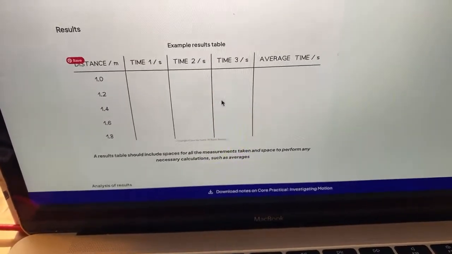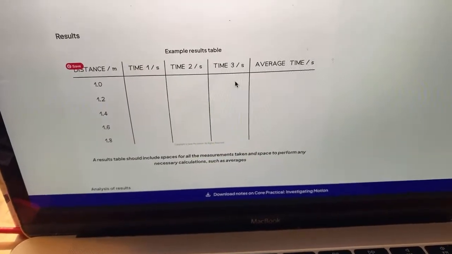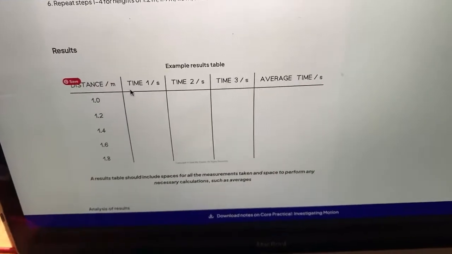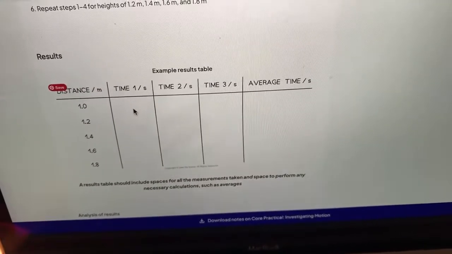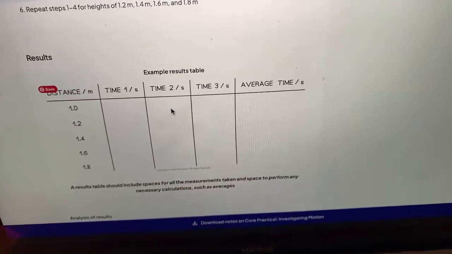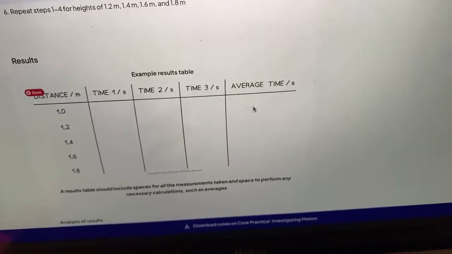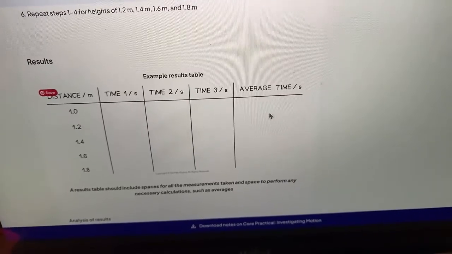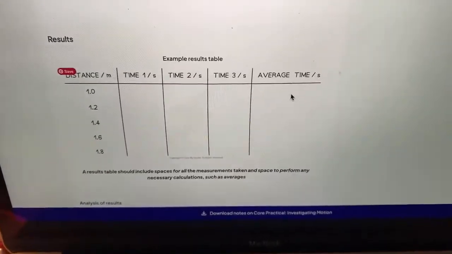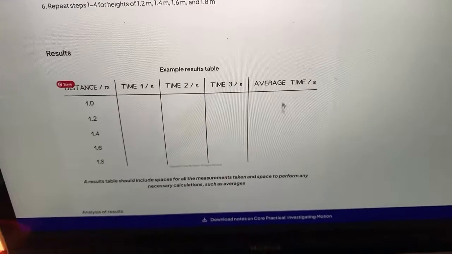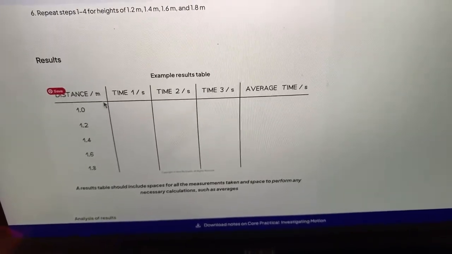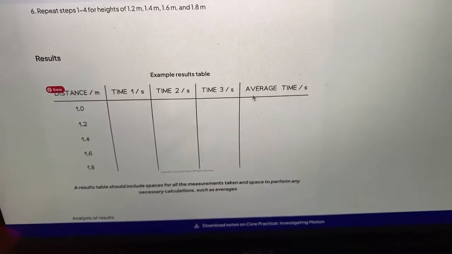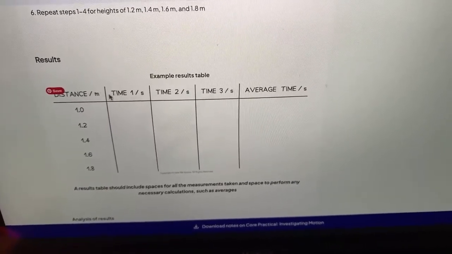But then you do it again and again for reasons that we discussed last week, because you want to find an average time. So drop it 1 meter and time it 3 times. It might be 1.1 seconds and 0.9 seconds and 1 second. So for the average time, you add all those up and divide them by 3. So when you're plotting your graph, you're only using the average time. It's a bit weird, isn't it? You've got all these times. You might think you need to draw 3 graphs, but no, you're finding an average time because that just makes your results more reliable.